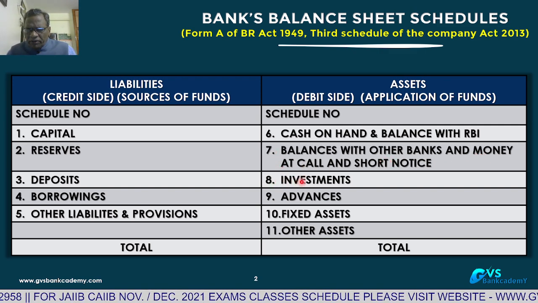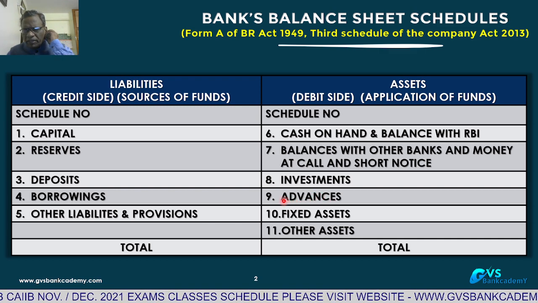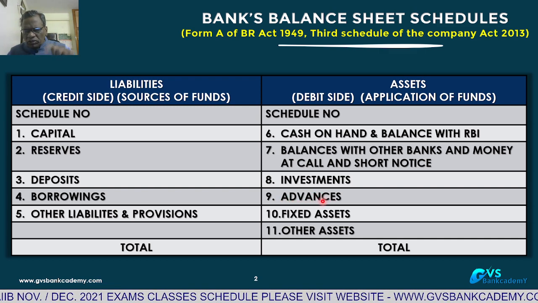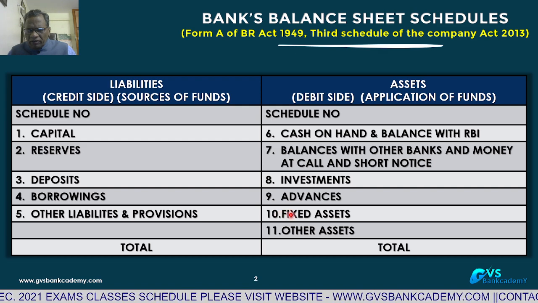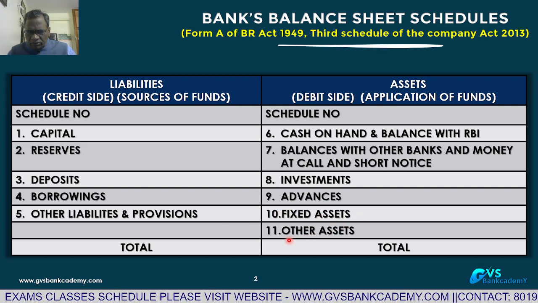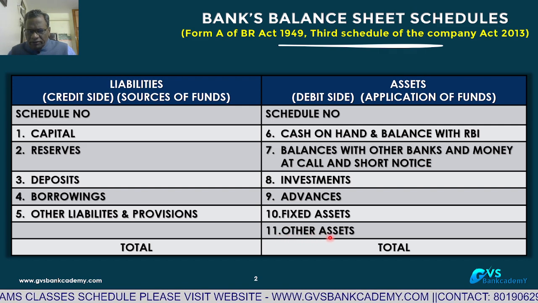Schedule number 8, investments, the bank's investments. Schedule number 9, advances, total advances. All fund-based advances will come under schedule number 9. Schedule number 10, fixed assets, bank fixed assets. Schedule number 11, other assets.